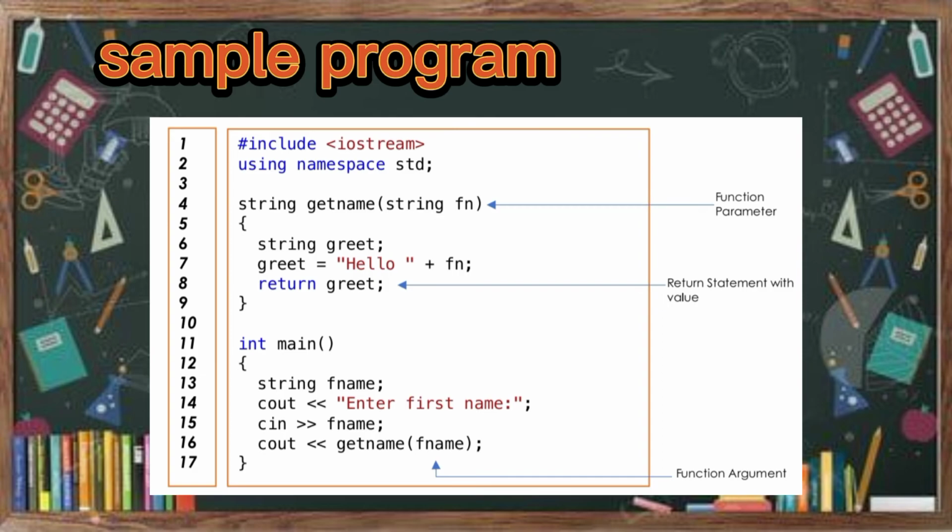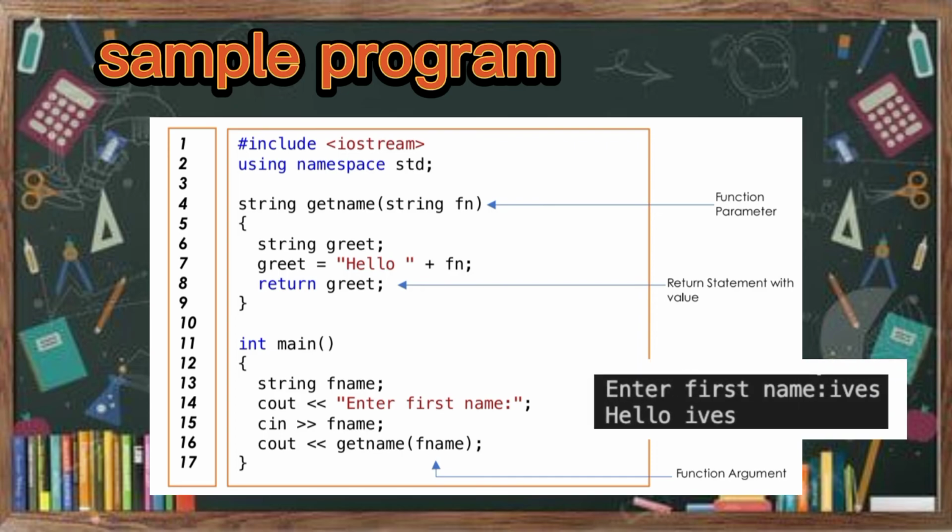In the body of the function getName, a string variable greet is declared. At line 7, the value of fn is concatenated with the string hello and is assigned to the variable greet. At line 8, the value of greet is returned. The control goes back to line 16 where the value of greet is displayed. A sample output of the program is: enter first name Ibes, hello Ibes.